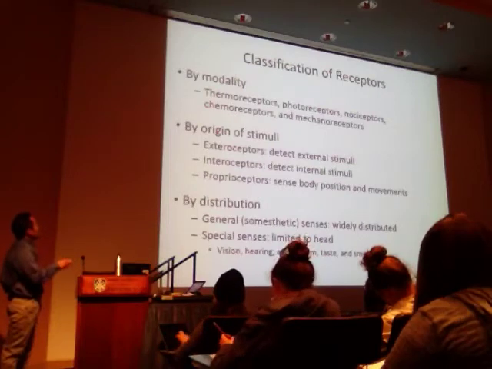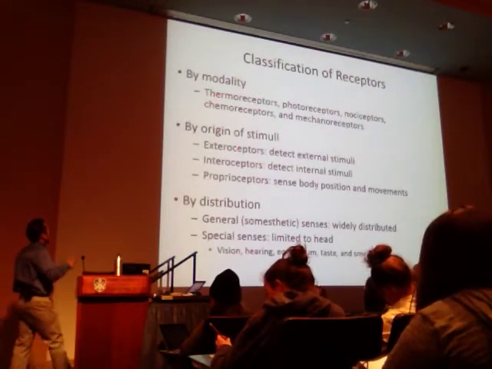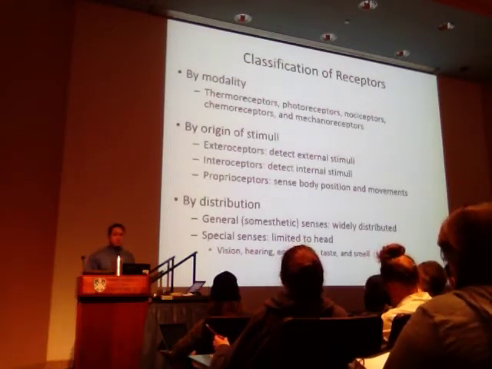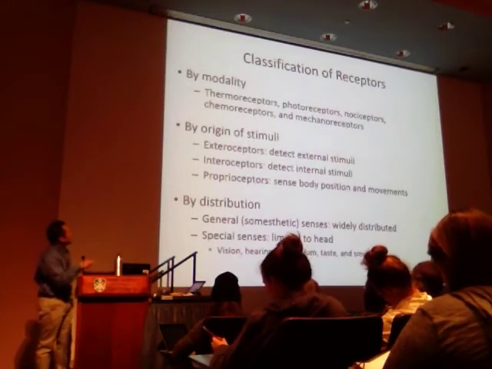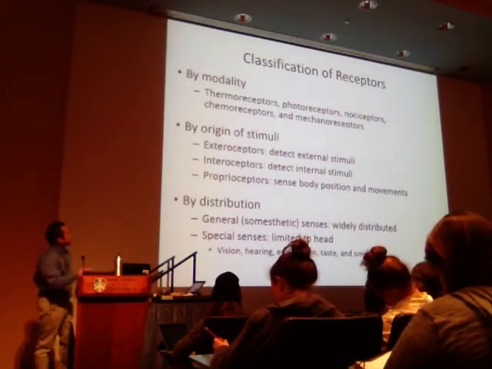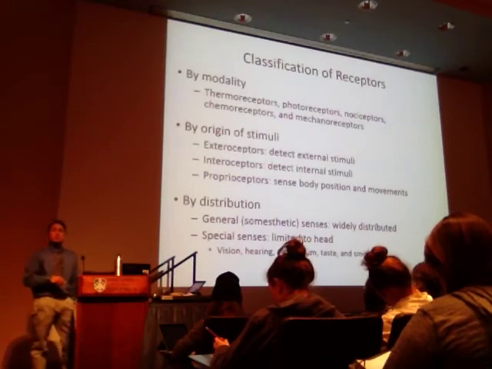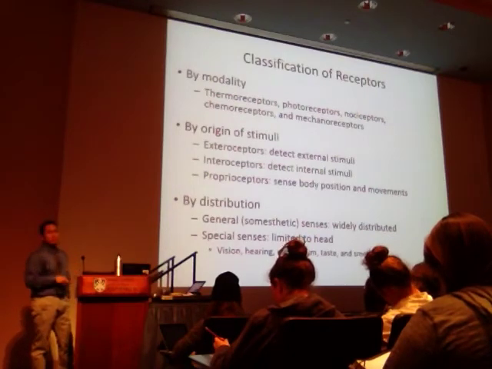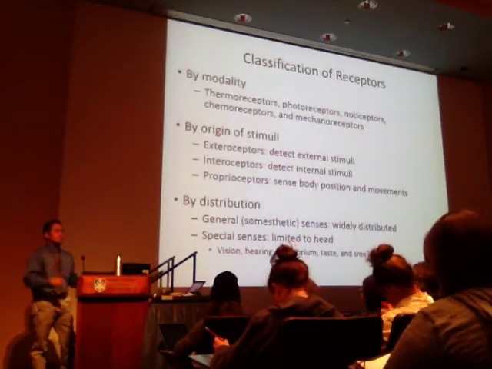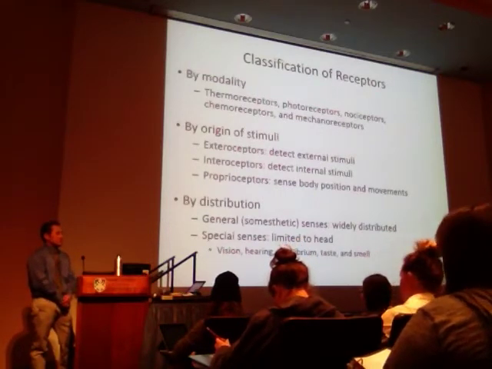Up at the very top by modality, well, if it's detecting temperature, it's called a thermoreceptor. Light, a photoreceptor. Pain, a nociceptor. Chemicals, chemoreceptors. Or mechanical changes would be a mechanoreceptor.